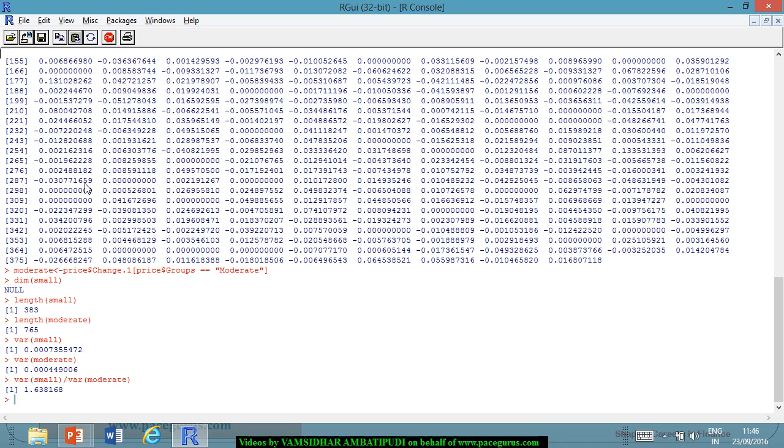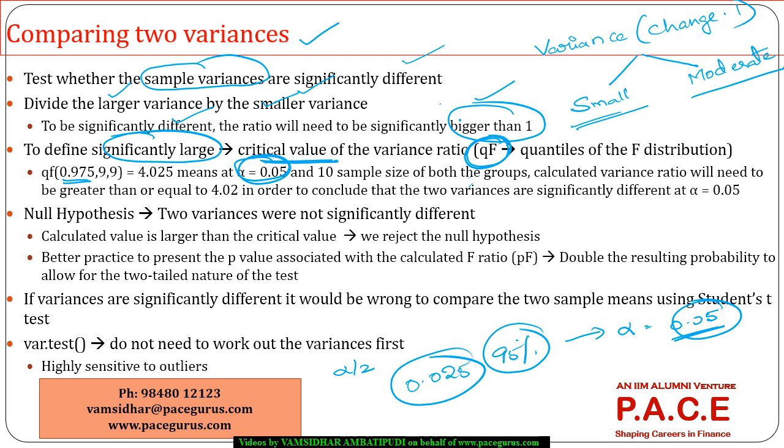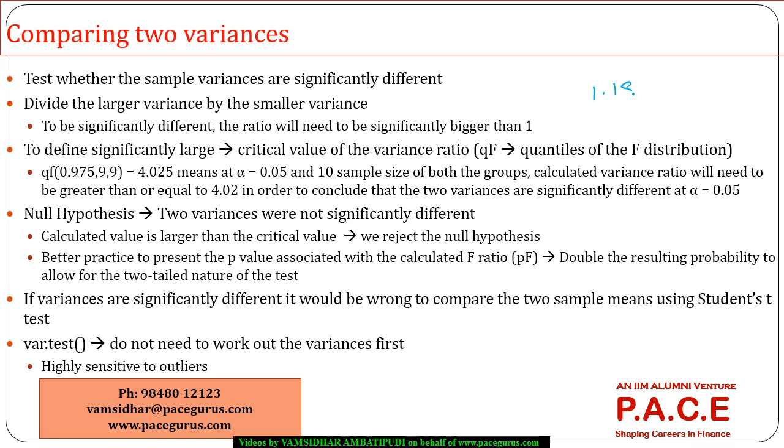So what I can very well do is find out my QF associated with 0.975, which is 97.5%, which is equal to 1 minus alpha by 2 of 2.5%. Then the degrees of freedom for the first one, N1 minus 1, is 382. And the degrees of freedom associated with the second one is 764. So my critical value in this case comes out as 1.186.